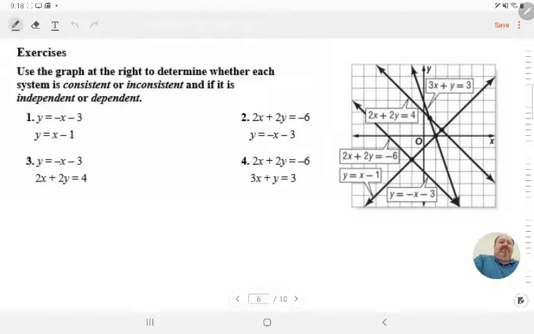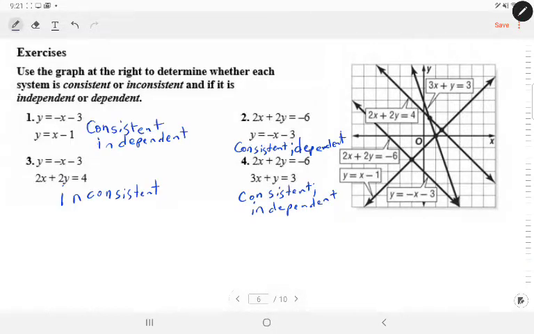So let's take a look at these and see what we do. It says, use the graph on the right to identify whether each system is consistent or inconsistent, and if it is independent or dependent. So go ahead and try those and then come back and see how you did. Okay, let's see how you did.